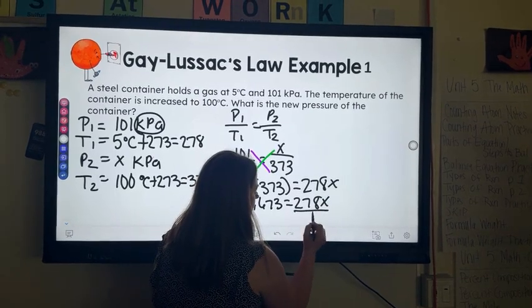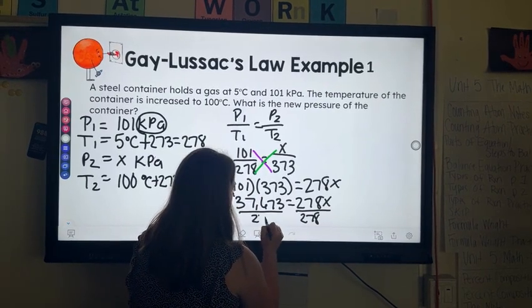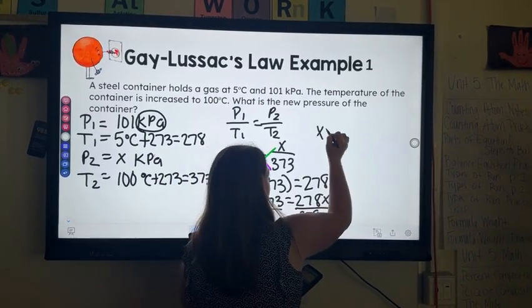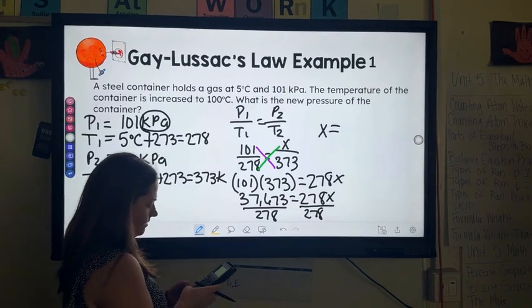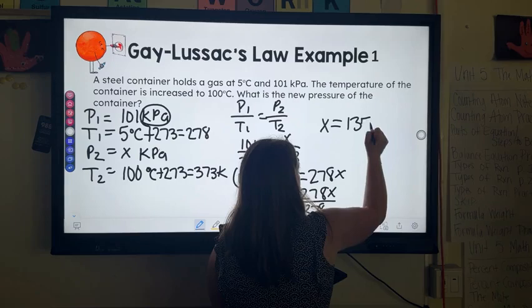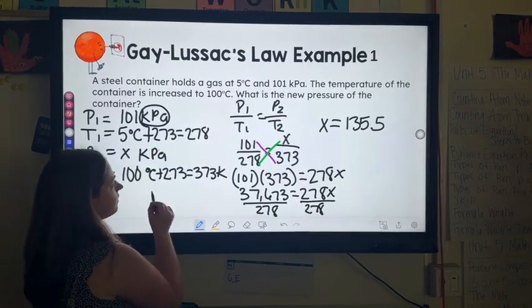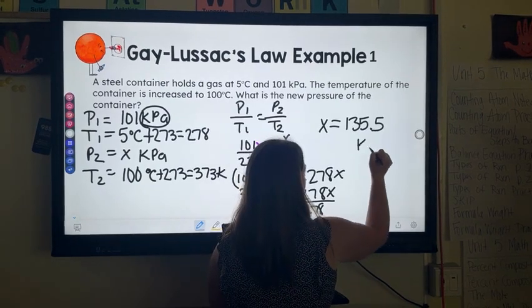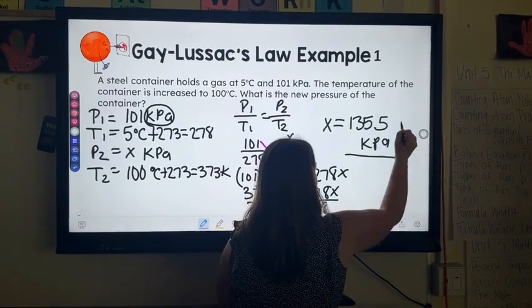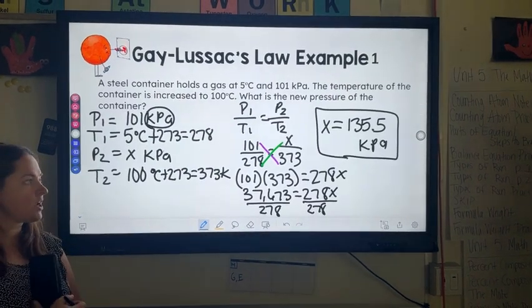We divide each side by 278. And our final answer will be 135.5. And since our first unit was kPa, our second unit will also be kPa. So go ahead, check yours, and if you have any questions, check in with your teacher.